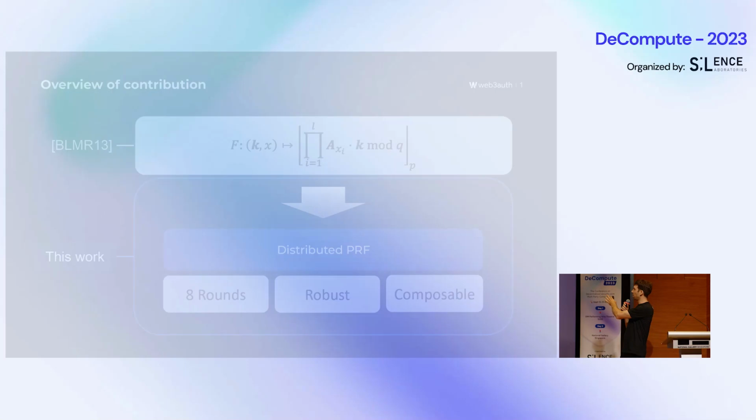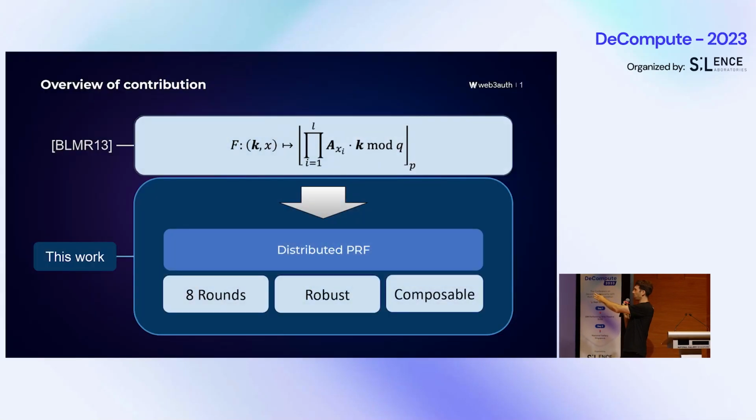So that is a rough overview of the core contributions. We were looking at the lattice-based PRF, which was proposed in 2013 by Boneh, Lewi, Montgomery, and Raghunathan. And we show how to turn this single-party standard PRF into a distributed PRF protocol, which runs in 8 online rounds. It is thresholdized, so it's robust to server failures, and it is composable with other threshold signing protocols, which is important for our application.